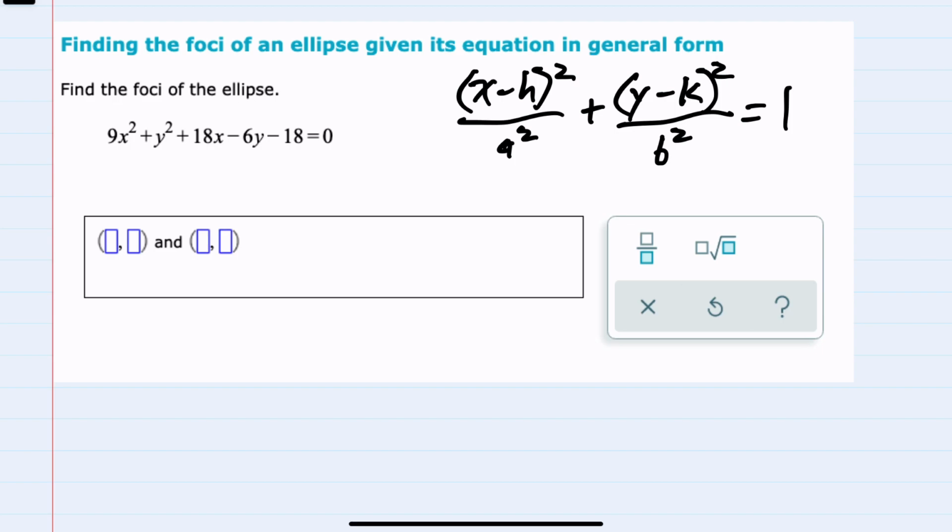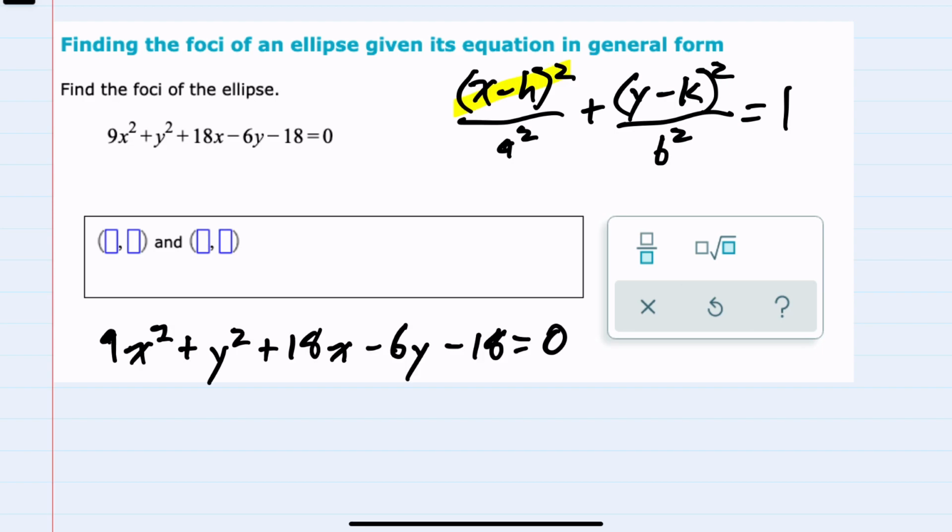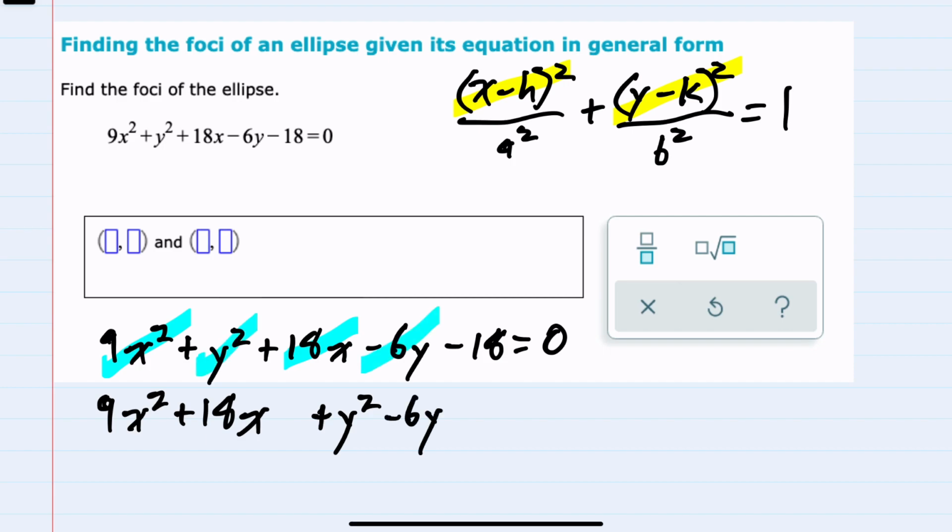But to convert this general form into standard form, I'm going to need to complete the square. And once I complete the square, that's going to give me these two perfect squares that I need for standard form. I'll start by rearranging these values to put the x terms together. We have 9x squared and a plus 18x. So I just move those to be beside each other. And then doing the same thing, I have y squared minus 6y. We just move those to be beside each other.